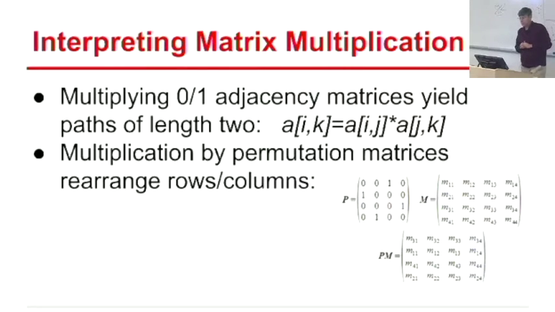What else can we do with matrix multiplication? So matrix multiplication lets us compute covariance measures and measure the similarity of rows and columns.